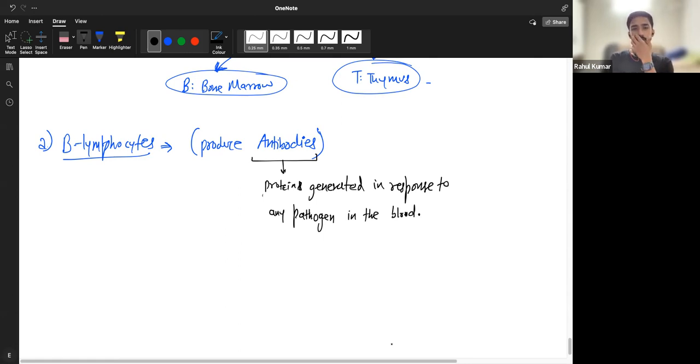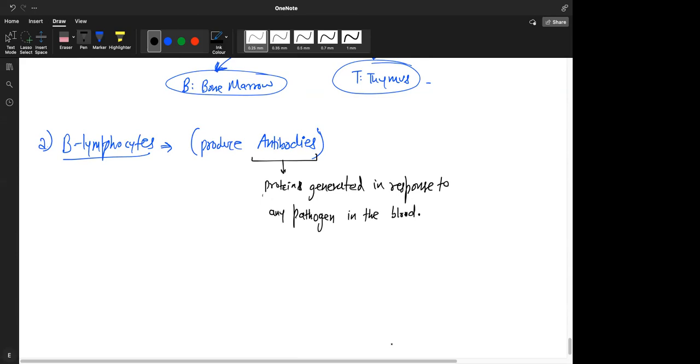Now also let's figure out what T lymphocytes do. So why are they called helper cells? They help. So T lymphocytes do not produce antibodies, but they help the B lymphocytes to produce antibodies. Do you understand? Yes, sir.